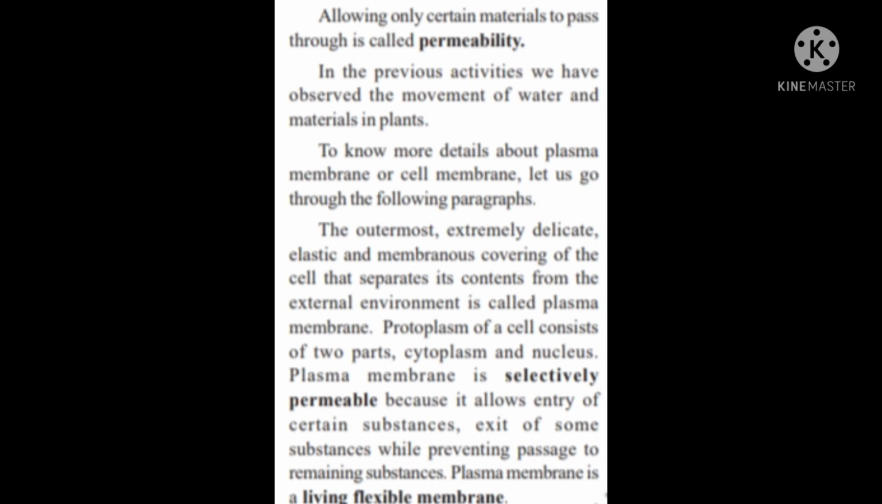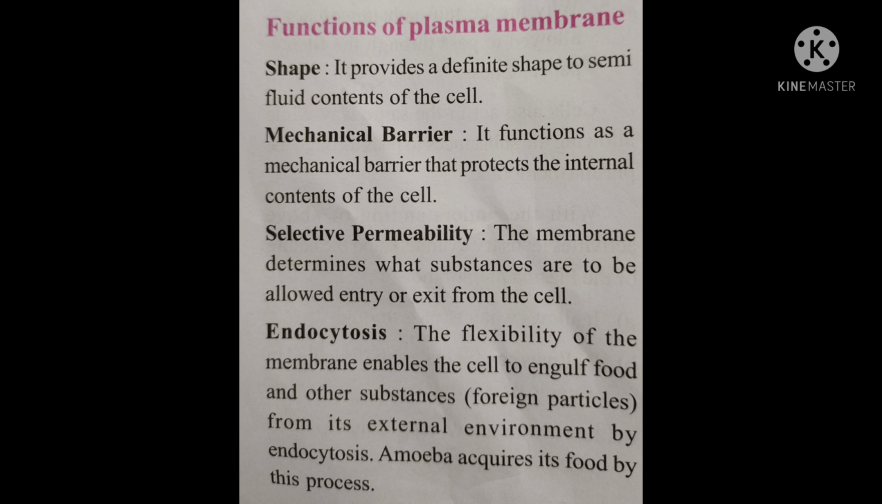The plasma membrane is the outermost, extremely delicate, elastic and membranous covering of the cell that separates its content from the external environment. Protoplasm of the cell consists of 2 parts, cytoplasm and nucleus. The plasma membrane is selectively permeable because it allows entry of certain substances and exit of some substances while preventing passage to the remaining substances. So the plasma membrane is a living flexible membrane.